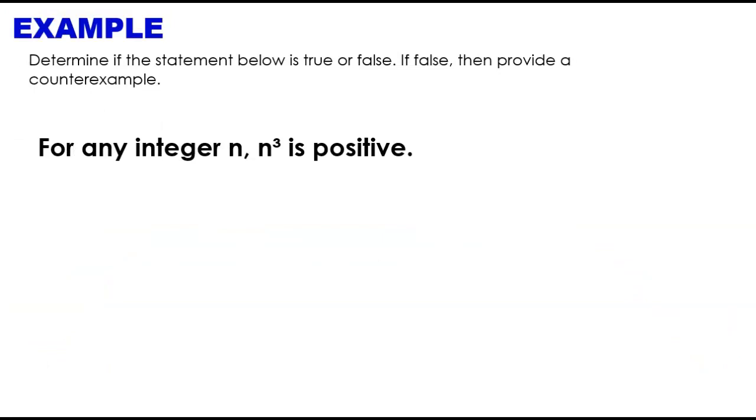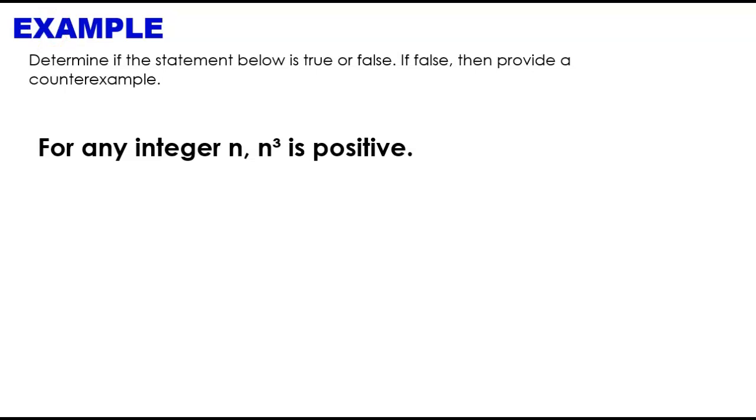Okay, let's look at this one. It says determine if the statement below is true or false. If false, then provide a counterexample. It says, for any integer n, n cubed is positive. Now, if you're not sure, and I understand because I've taught math for a long time, I still, from time to time, need to look up the definition of what an integer is. That is okay. Go look up the definition of an integer if you need to, okay? Integers do include negative numbers and positive numbers, okay? So that would be a good place to start.